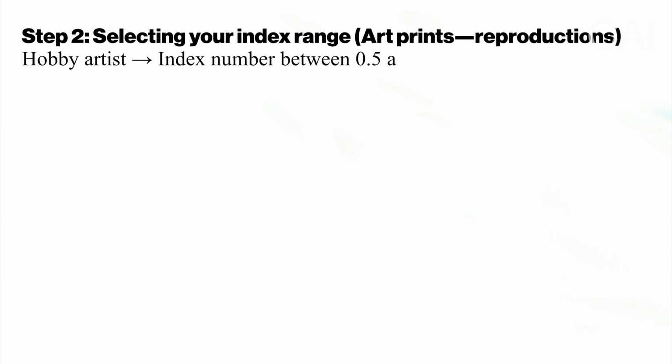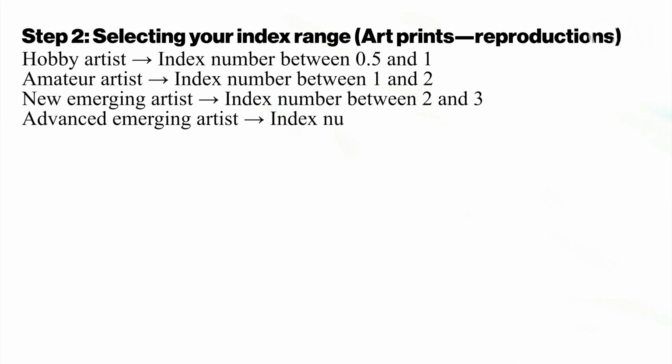Once more, framing and the size of the edition will affect the price, so you have to select your index number in your price range. Hobby artists should set their index number between 0.5 and 1, amateur artists between 1 and 2, new emerging artists between 2 and 3, and advanced emerging artists between 3 and 5.